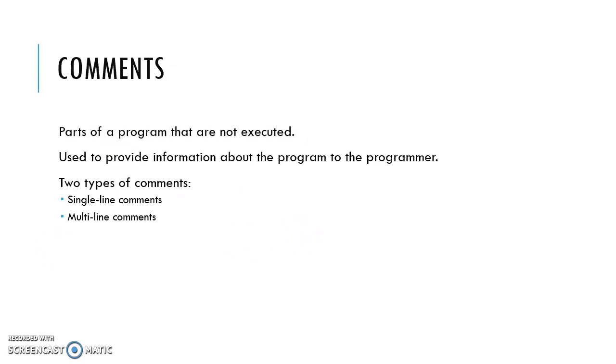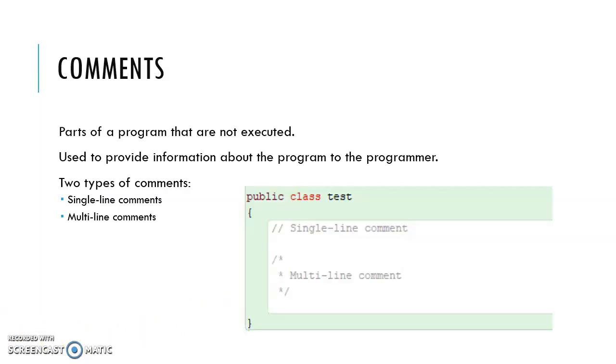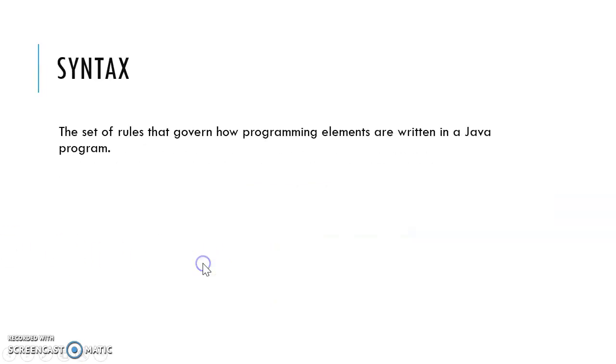Comments. You are introduced to comments in your first programming practice activity. Comments are part of the program that are not executed and they provide information to the programmer. They come in two different forms, single line comments and multi-line comments. Here's an example of what they look like in the program. Be sure you understand the syntax of each comment type.